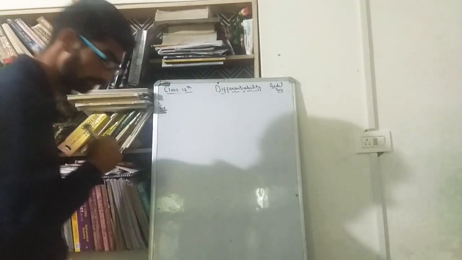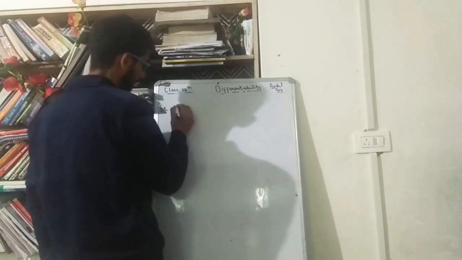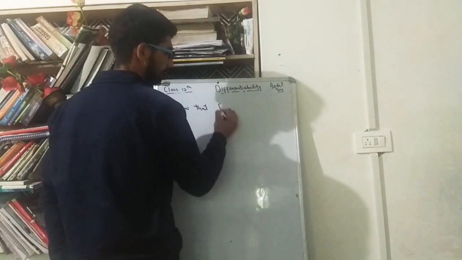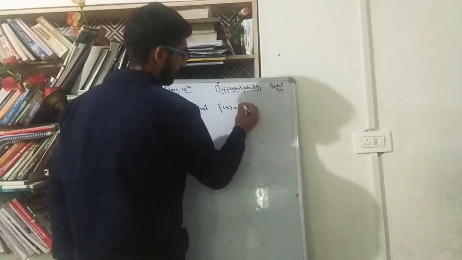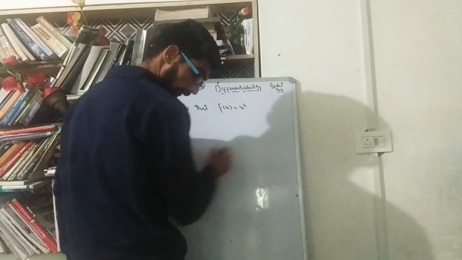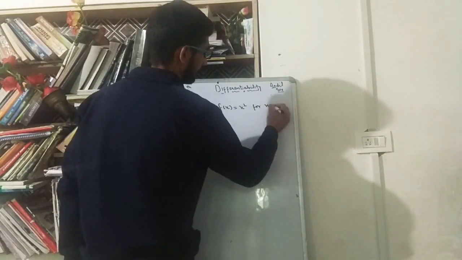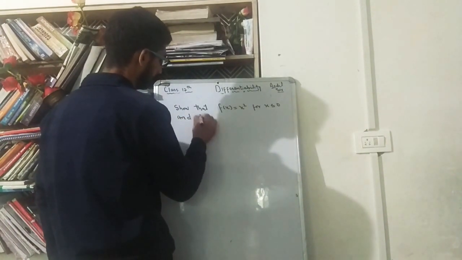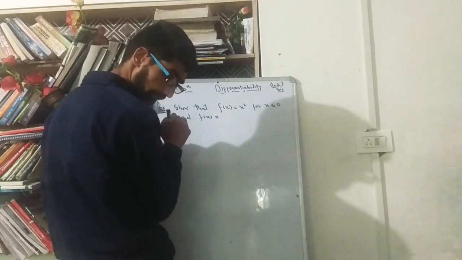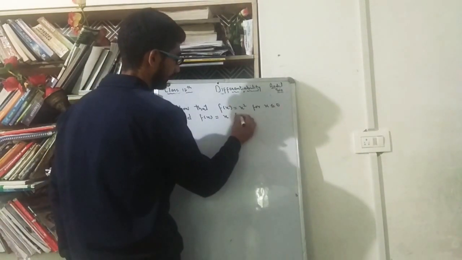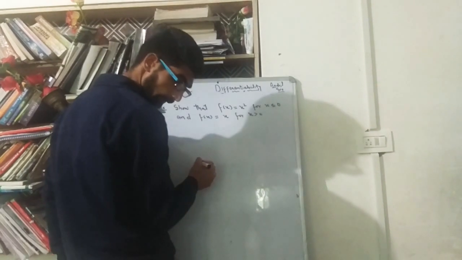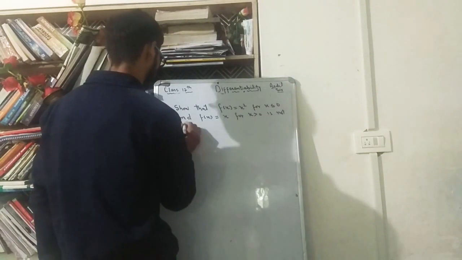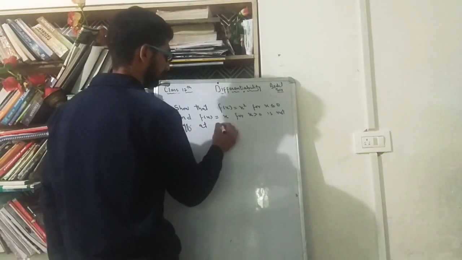Example number one, first you write down: show that f of x is equal to x square for x less or equal to 0, and f of x equals x for x greater than 0, is not differentiable at origin. Origin means at 0.